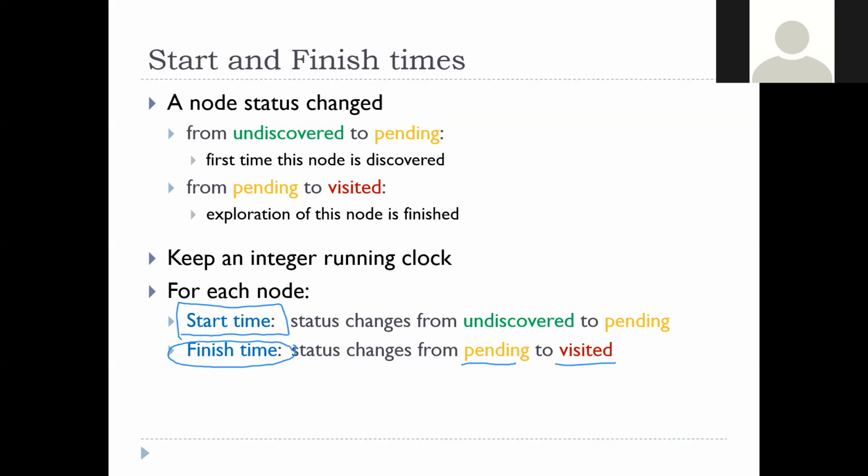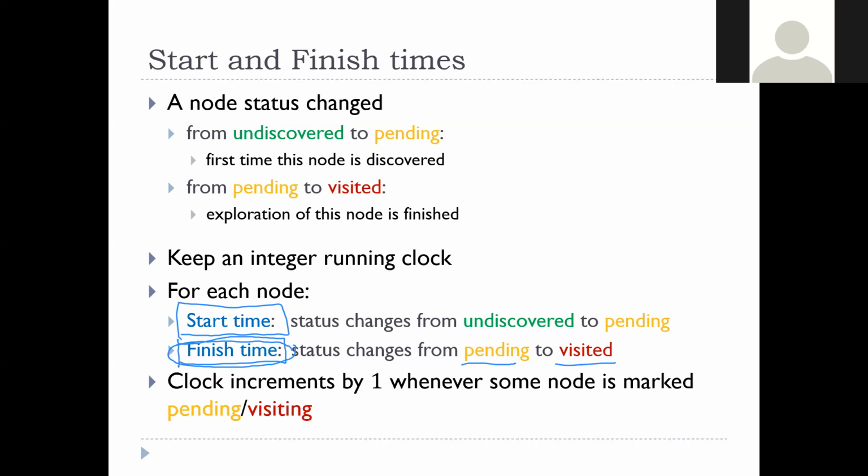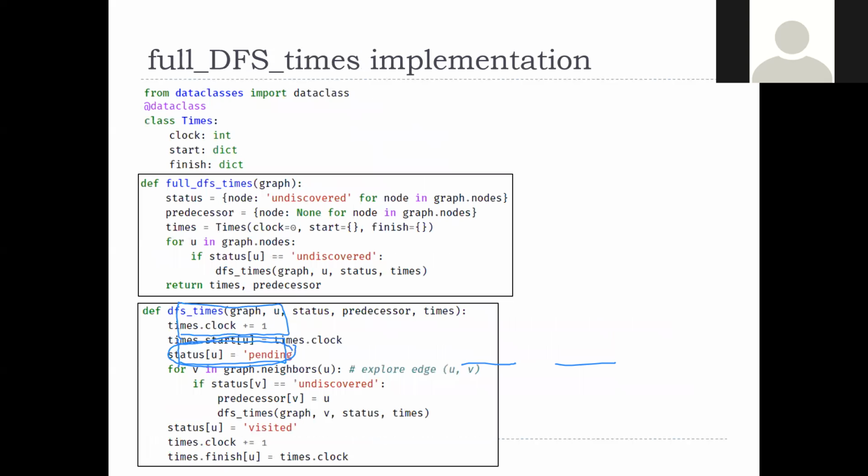So for every node, we're going to record a start time and a finish time. And this clock is incremented by 1 whenever some node has a status change. If we do this, we can record this together with our previous information. So here is a full DFS algorithm, including the marking of start and finish time, as well as the predecessor information. This is a modification of the previous one.